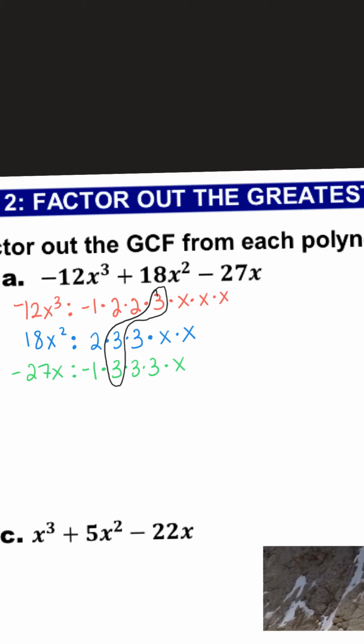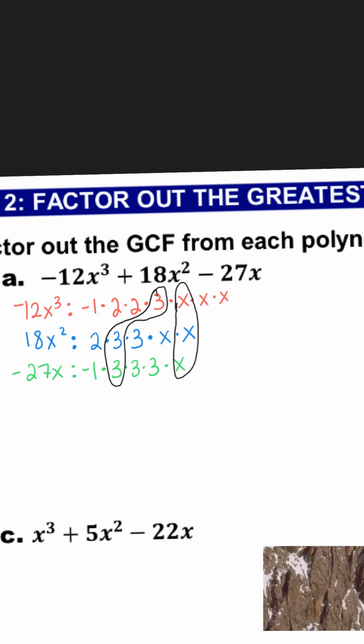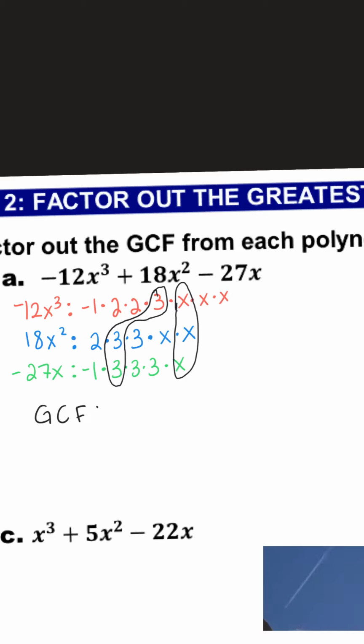The next thing is we're going to look at x's. So I see all of them have an x here. So I circled that. So our GCF is 3x.